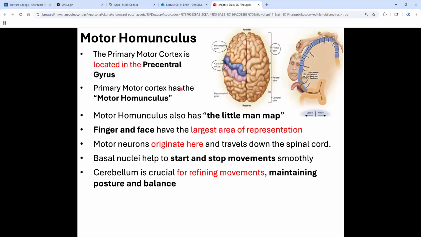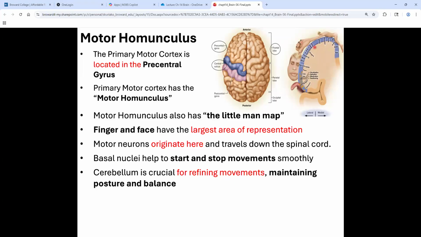Okay, and the little man map also has similar features. The face is very big, hand is very big, and all this represents the areas which need a high representation because they are associated with fine movements. So the face is associated with talking, chewing, a lot of things happening there, taste. So it needs a big representation.